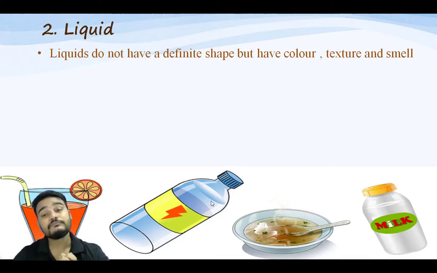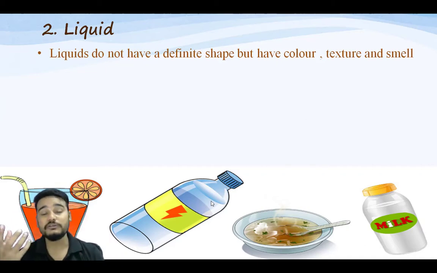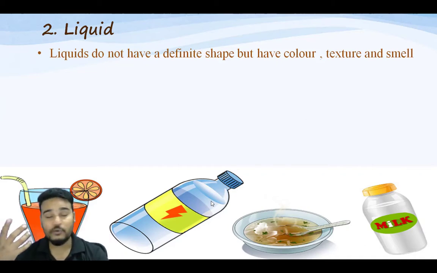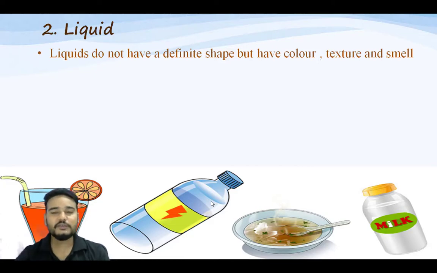Like milk, whatever milk I bring is white in color. That doesn't mean that someone else is buying milk of another color. Everyone's milk is white, so that is a universal color. Orange juice will be orange, pomegranate will be reddish, watermelon will be quite reddish. So liquids do not have a definite shape, but they have a color, a texture, and a smell also. Like perfume, perfume is a liquid, we smell it, we feel pleasant, that is it.